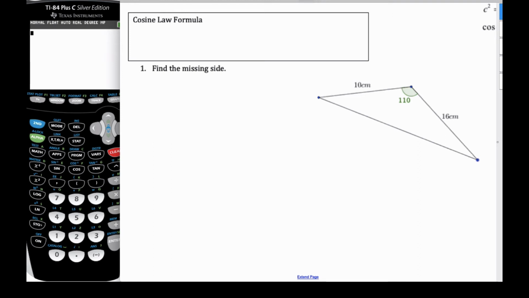Alright, it's Mr. Rops here, and we're moving on to the cosine law formula. I just recently did the sine law one, and similarly I could prove for you the cosine law, but I'm just going to give it to you.